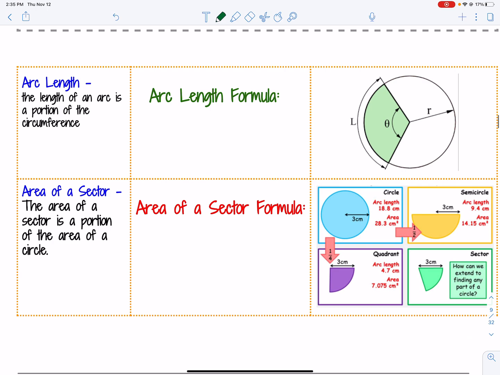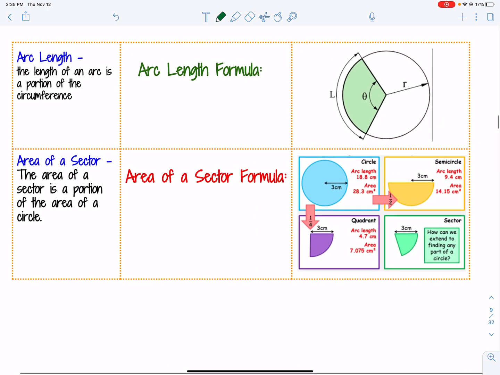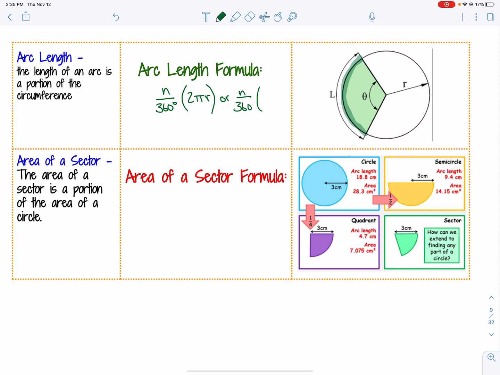So let's look at arc length and area of a sector. The arc length is the length of an arc around a circle that's part of the whole circumference, but not the whole thing. So what we do is we say n over 360 degrees, that arc measure of n divided by the total degrees in a circle, which is 360. And then we multiply that by the formula for the circumference. I'm just going to put 2 pi r inside there, but it could also be pi times diameter.